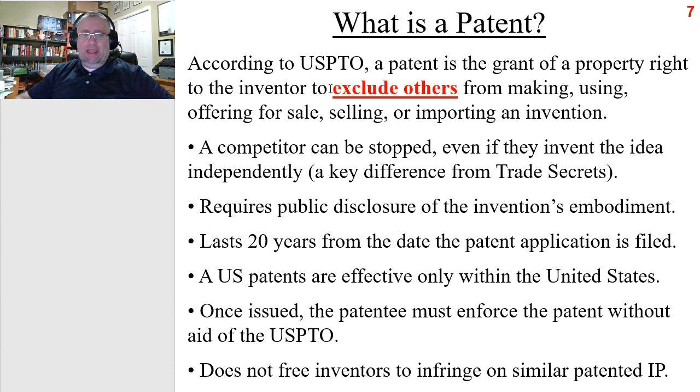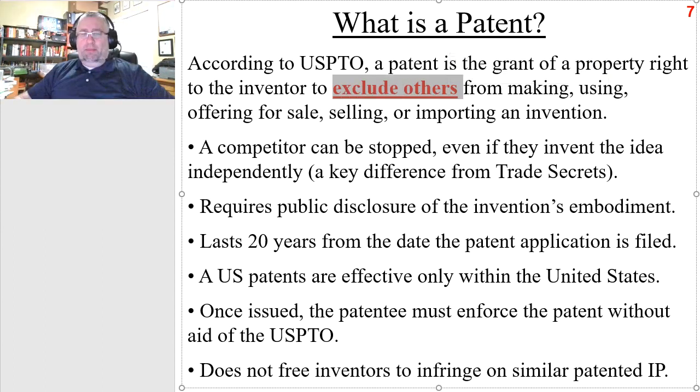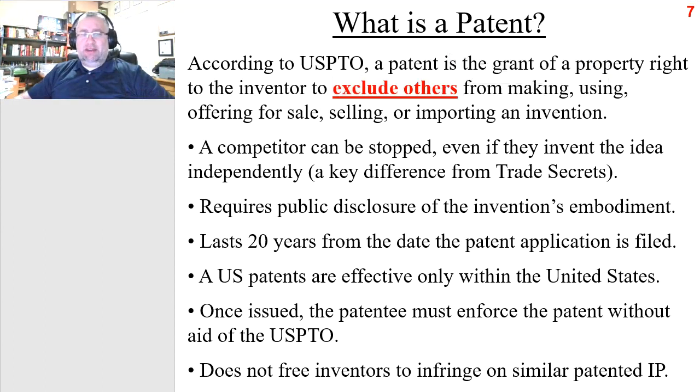And I highlight "exclude others" because a patent doesn't actually give you the right to make, use, sell, or import these things. It gives you the right to exclude others. It's subtle, but it's an important difference, because there's no expectation when you hold a patent that you're actually going to use it for any sort of commercial benefit, right? In a way, you could get a patent and then use it to forestall the advancement of technology for the lifetime of the patent.